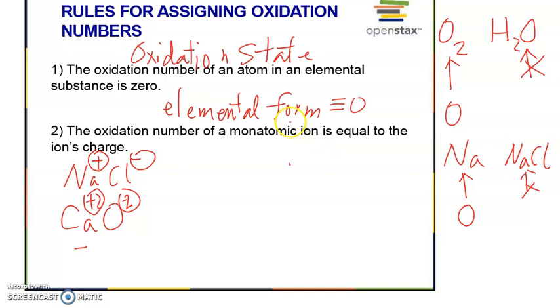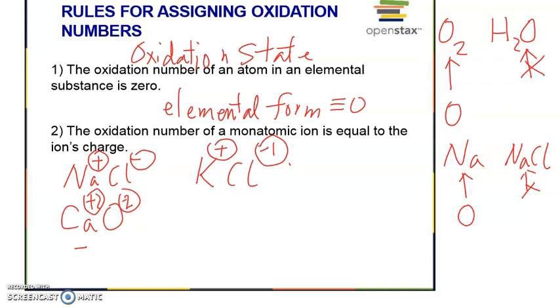Let's look at other things. For example, potassium chloride. Potassium is from the first group. When it becomes an ion, it will become positive 1, and therefore the oxidation number is positive 1. And chlorine is from the halogens, group number 17. The charge will be minus 1 and therefore the oxidation state is minus 1.